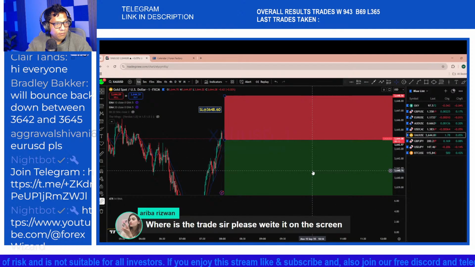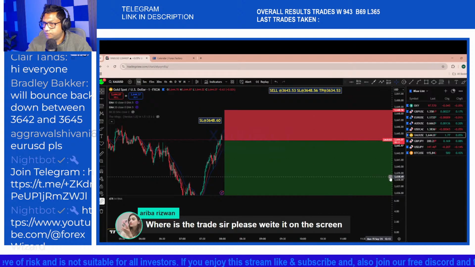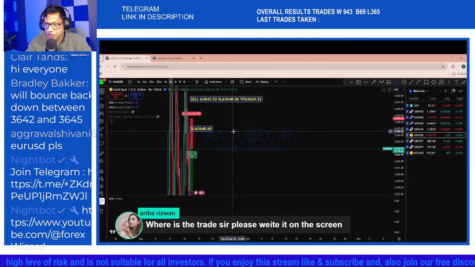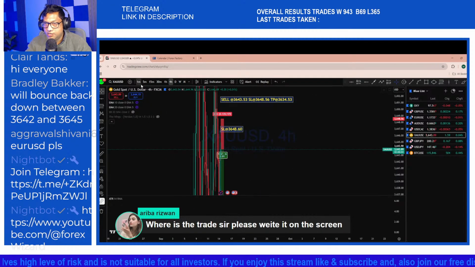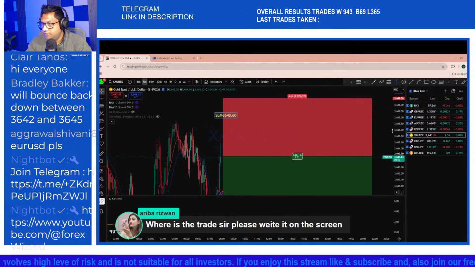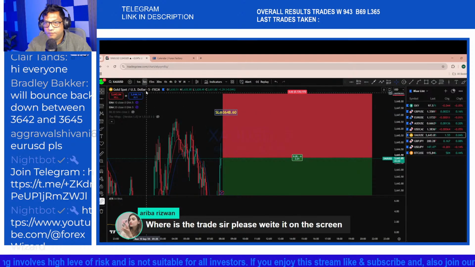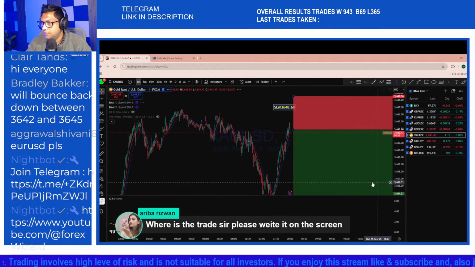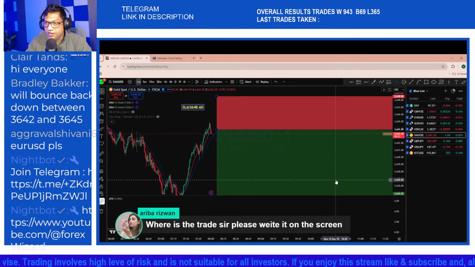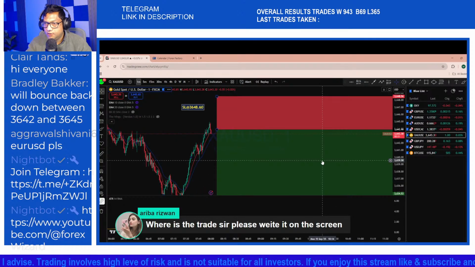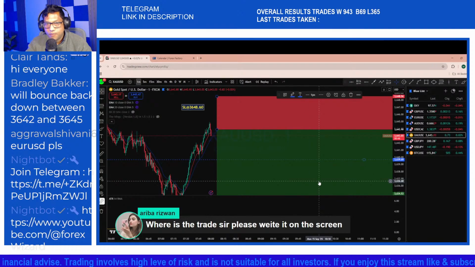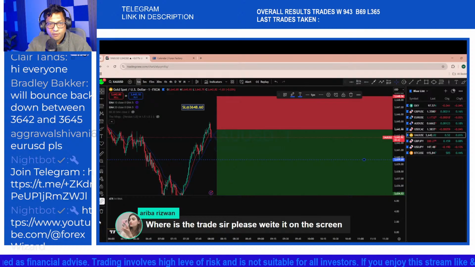We see the market started to drop here, potentially lowering the price in that area. The market is coming down now, and the second position is in profit at the moment.